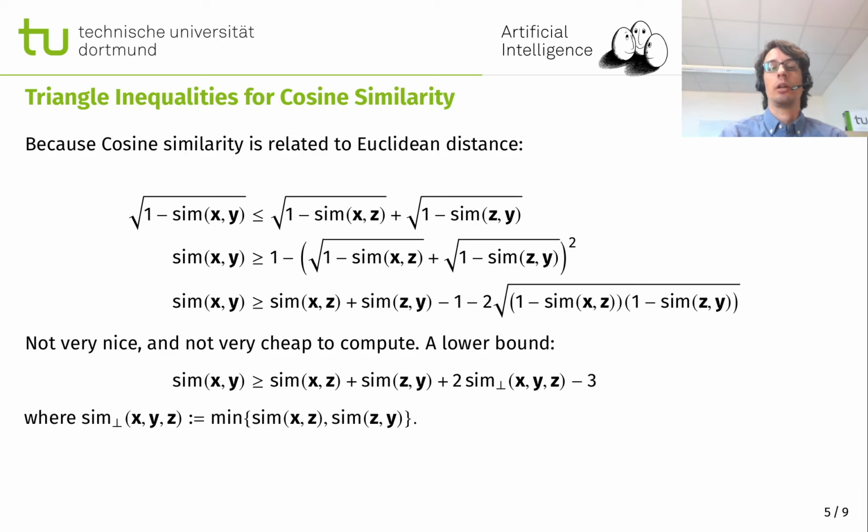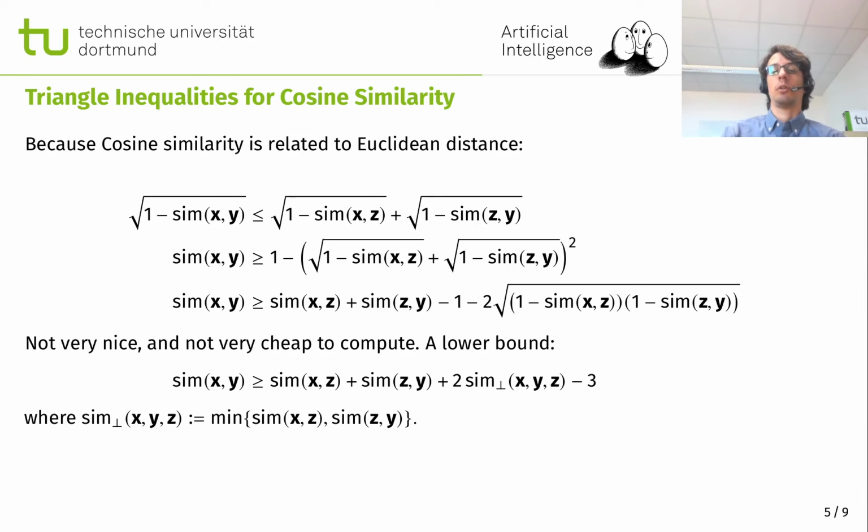But it's kind of unconvincing because of adding up two similarities, which will result in a value larger than 1, up to 2, then subtracting 1 again. It's likely that this bound is not very good. It's not very cheap because of the square root. So we also looked into approximations of this.